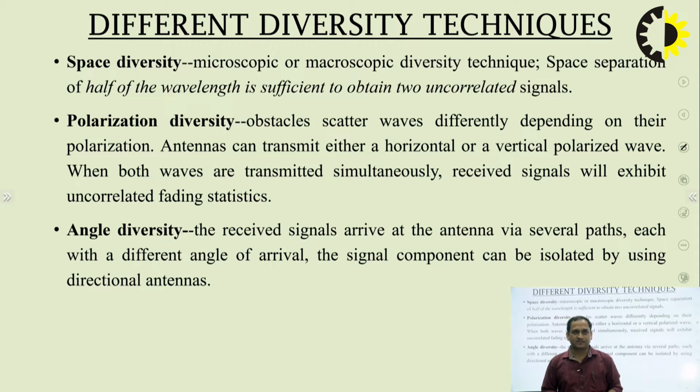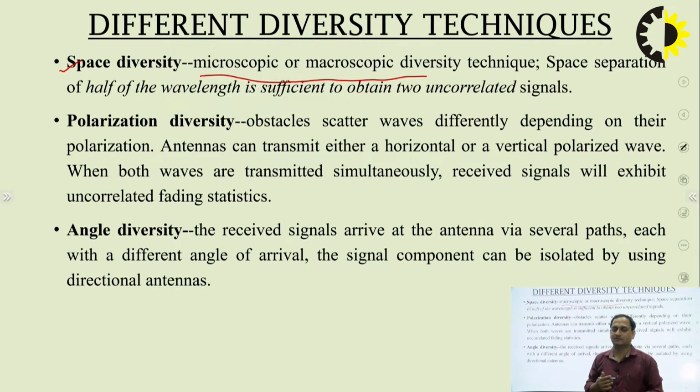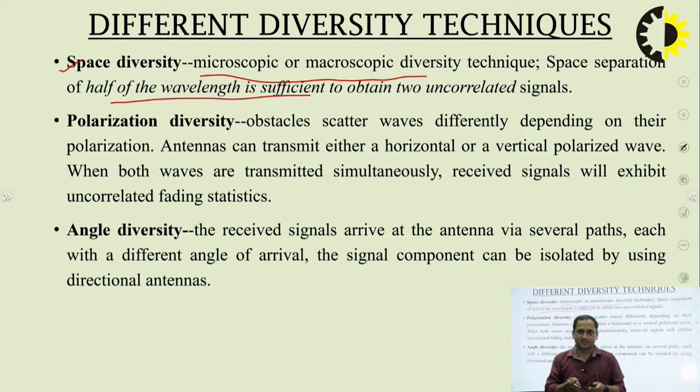So based on that, the different diversity techniques as we discussed in the previous slide were a broad classification. But when we talk about diversity, various ways are there. First one is space diversity, which is very important in wireless communication systems, so we must know about that. Space diversity, which may be microscopic or macroscopic, requires that the separation of the antennas must be half of the wavelength. Whatever the frequency of the signal we want to transmit, the separation between these antennas must be half of the wavelength, so that we can receive uncorrelated signals at the receiving side.